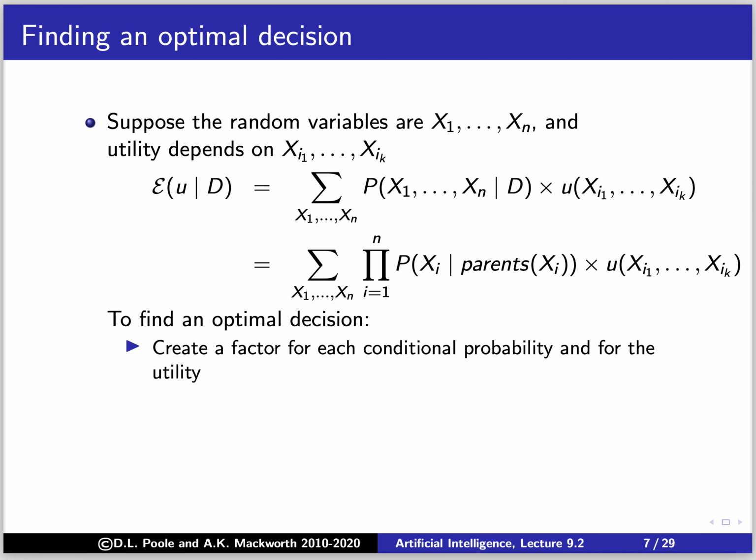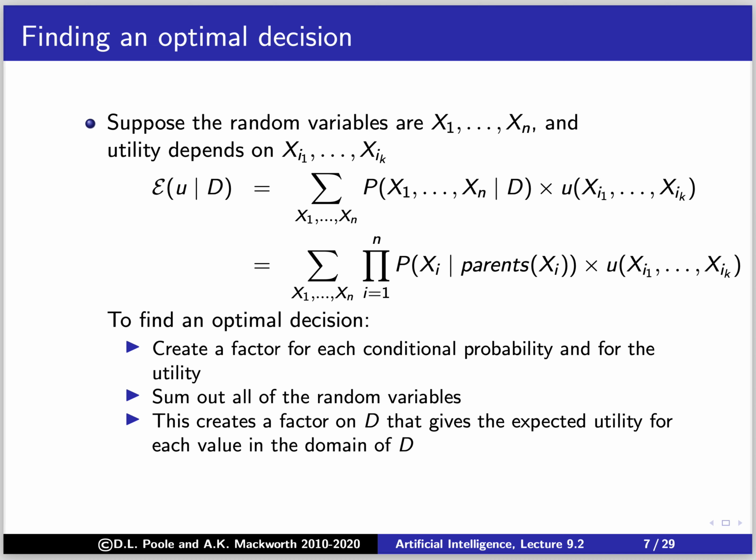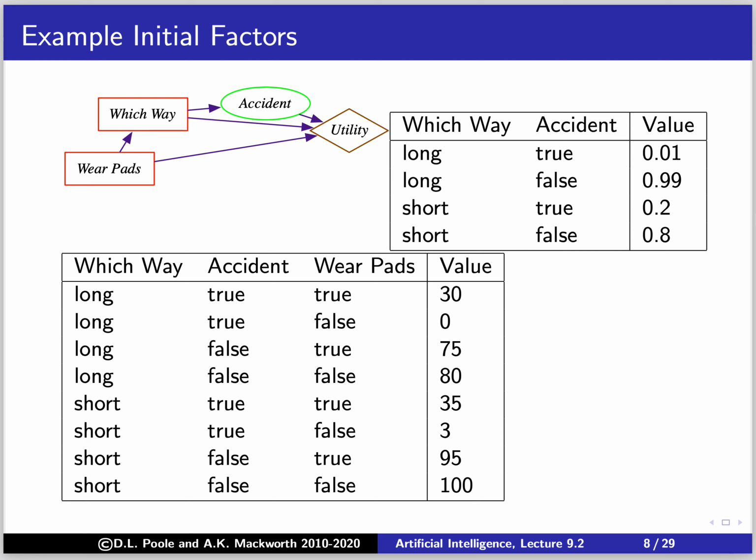To find an optimal decision, we create a factor for each conditional probability and for the utility. We sum out all of the random variables. If you think about what's happening here, we've got D plus all of these random variables, and we're summing out these. So this creates a factor just on D, which gives the expected utility for each value in the domain of D. And we choose a D with the maximum value in the factor. So here's an example of doing that.